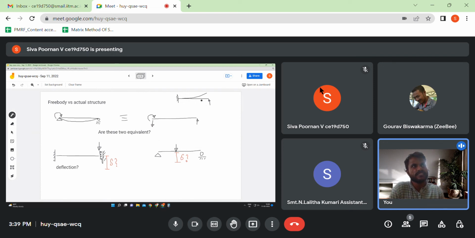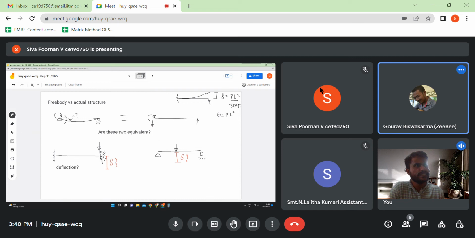We need to analyze this as a cantilever. We find out that delta is equal to PL cube by 3EI, right? Another way to ask the question is, I know that the deflection here is PL cube by 3EI. Let's say I have memorized it, but now I don't know what the deformation is that's happening here. I don't know theta. I also know what the theta is here. I think it is PL squared by 2EI.